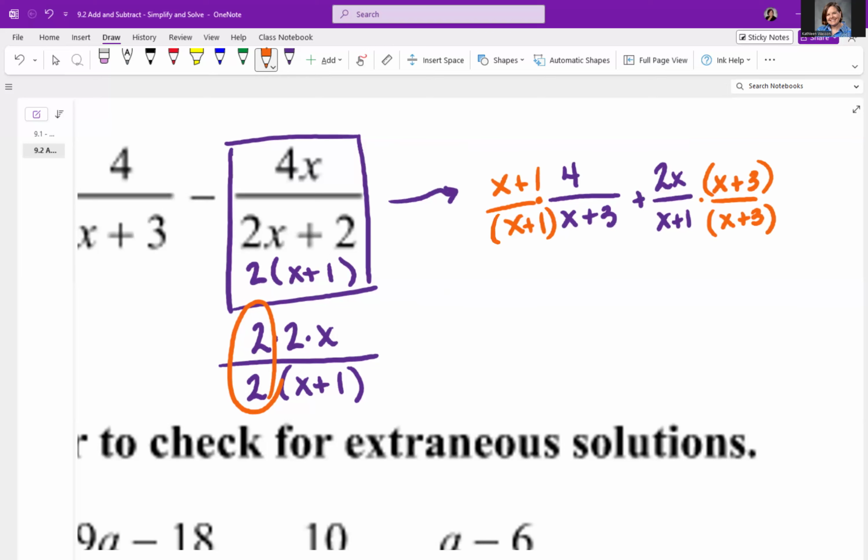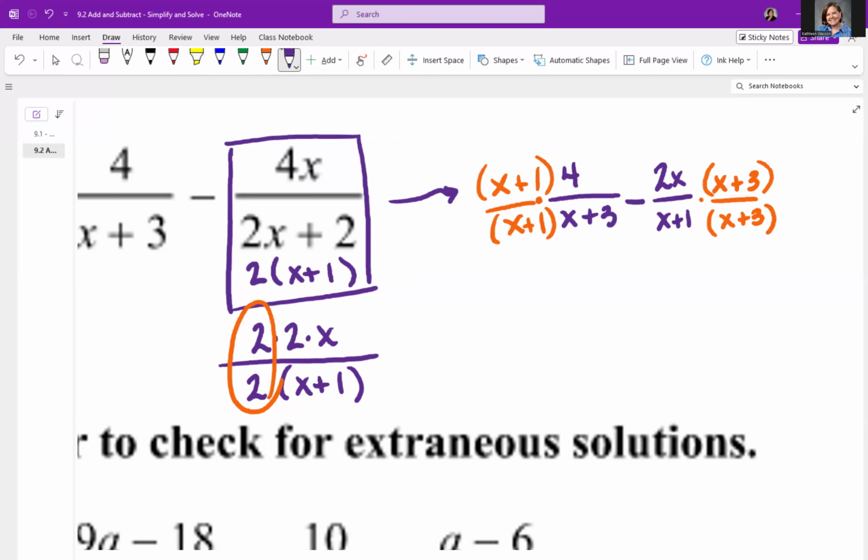And I distribute the numerators. Oh, I don't know if you guys caught it. I changed this minus to a plus. Be careful. Make sure you don't make a sign error.